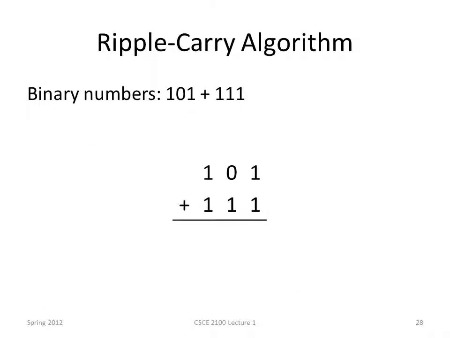Now we can do that in binary too. Let's add the binary numbers 101 plus 111 without converting to base 10 and back again. That's cheating, but you could do that to check your work. It's real easy. We do the same thing except, oh, it's in binary.